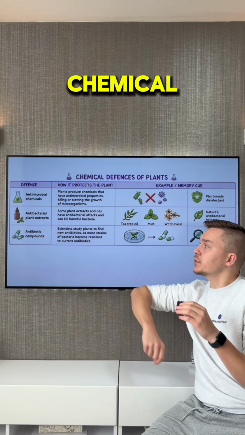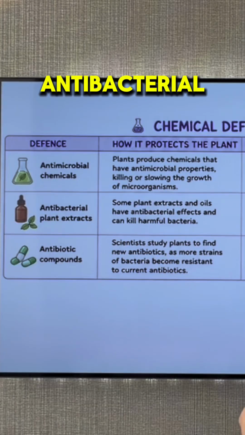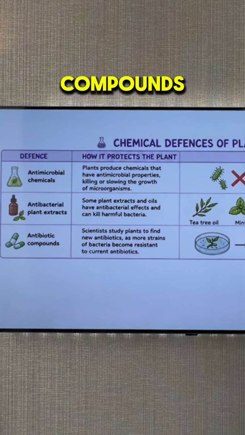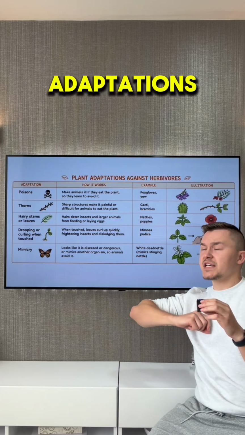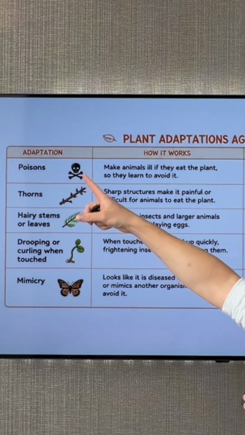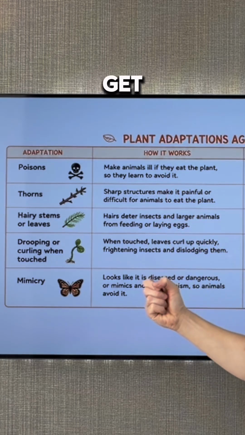Plants can also have chemical defenses. Some plants can create antimicrobial chemicals, antibacterial chemicals, and antibiotic compounds, which is why a lot of our medication comes from plants. And here are some plant adaptations that we should remember. Some plants can make poisons, so animals that try to eat the plant will get ill.